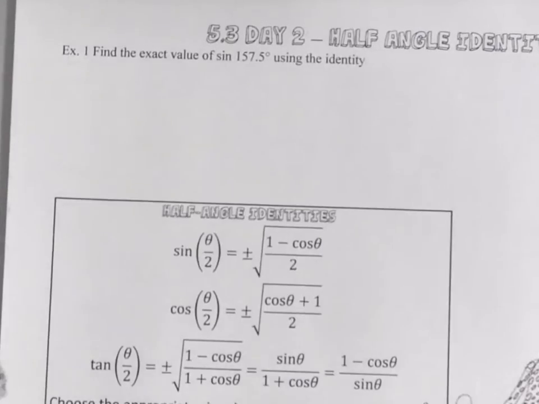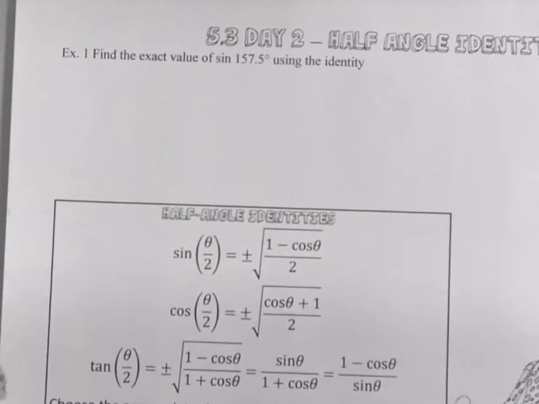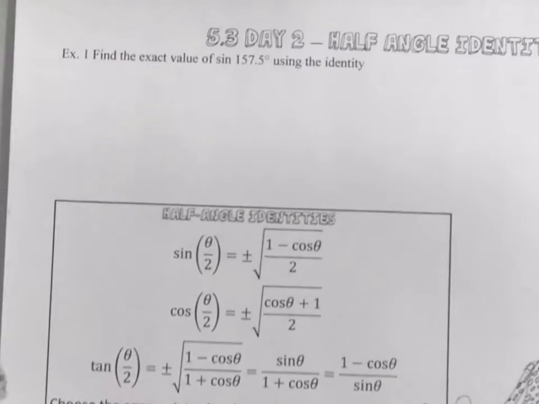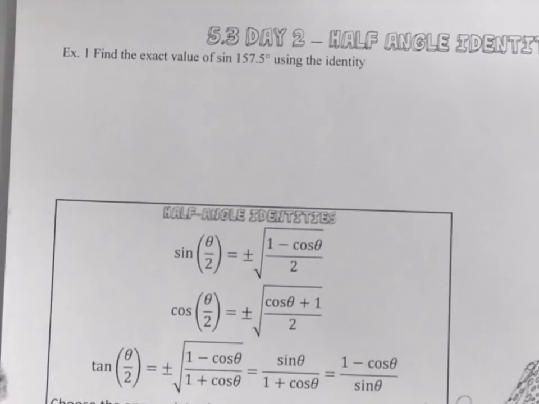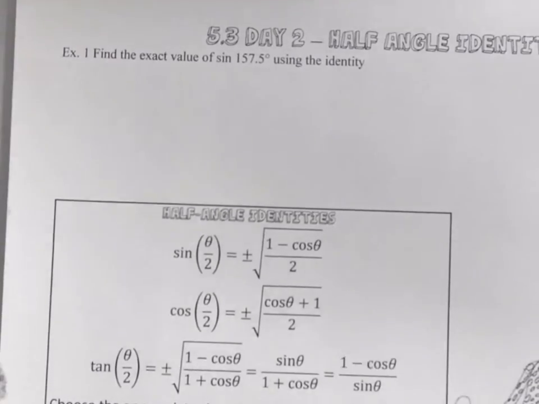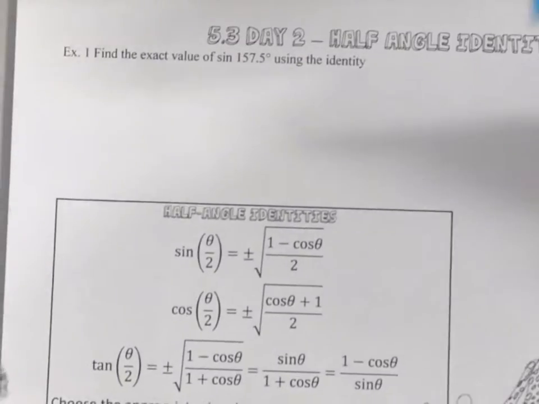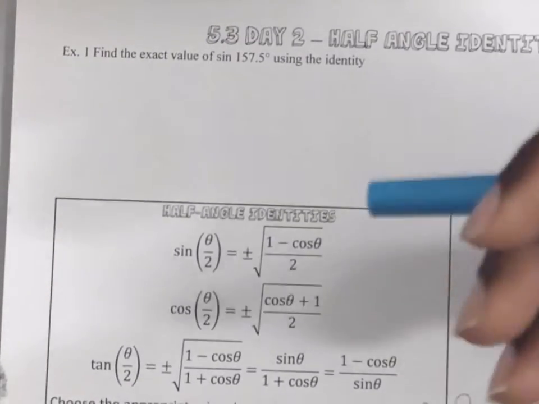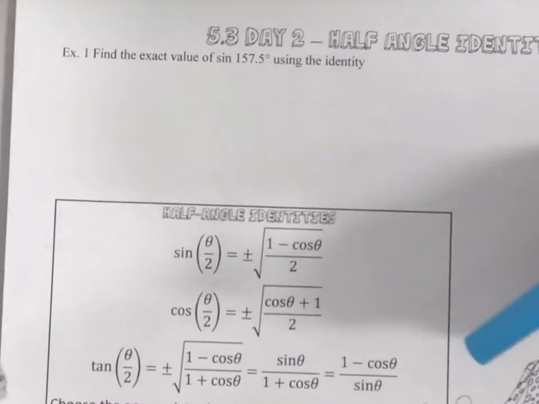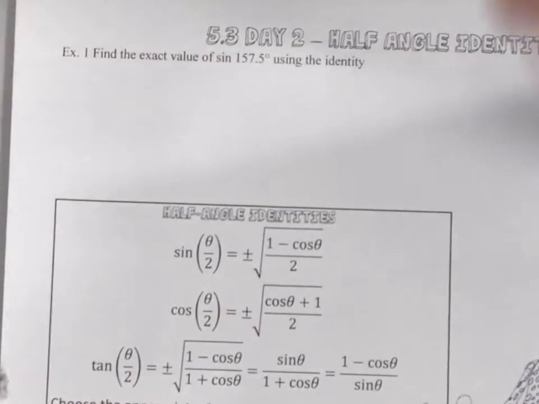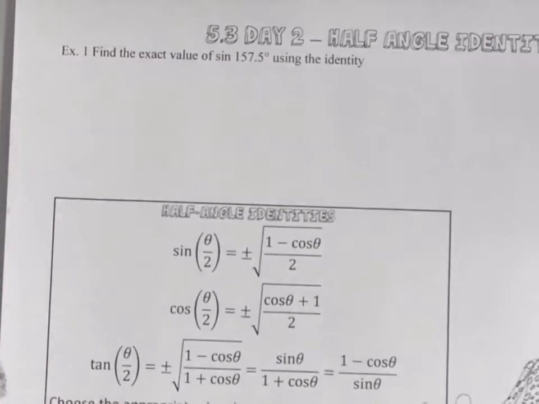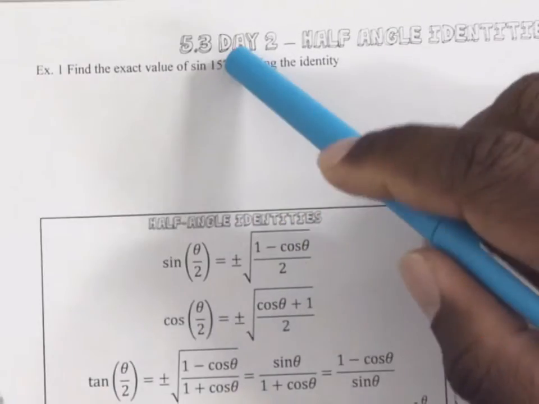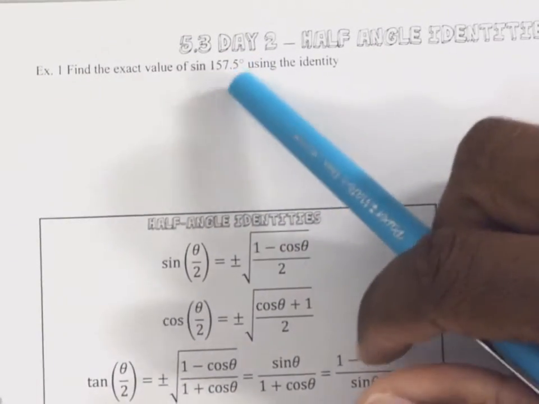This last section, this set of formulas gives me the exact values of a few more angles that aren't on my unit circle. And for this one, we're looking at half angles. So we did sum and difference, where you could add or subtract two angles and use the formula. The last one we did was the double angle. So if we doubled the angle, what would the exact value be? For this one, we have these angles that aren't on our unit circle.